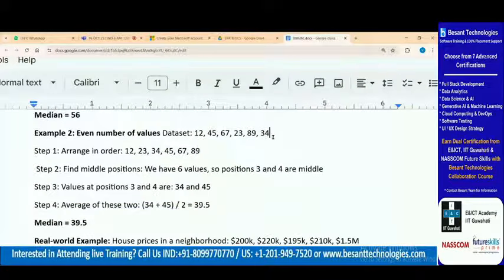So these are other examples where I have taken a data set and evaluated. I have arranged the elements and found we have 6 values. So the middle positions would be 3 and 4. I'm taking both these values and taking the average. If it is 2 elements, you can just take the 2 elements and divide by 2, which gives the middle value. The average would be 39.5. After that, I can find the median value.